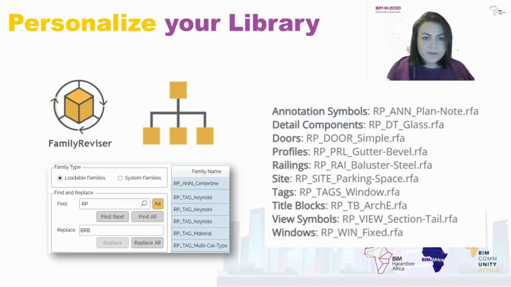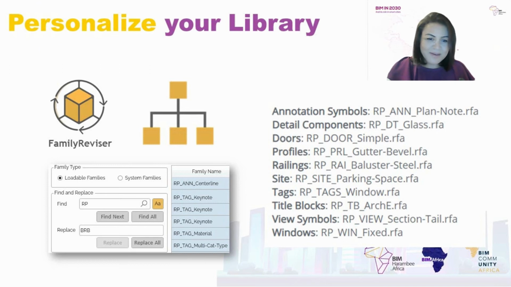Family library should be named according to the naming convention mentioned before. Add a prefix of your company for the family type. You can modify these prefixes in the future for other projects and clients by using the Find and Replace option in the Family Revisor plugin from Droots.